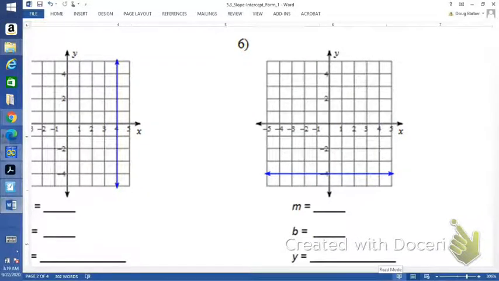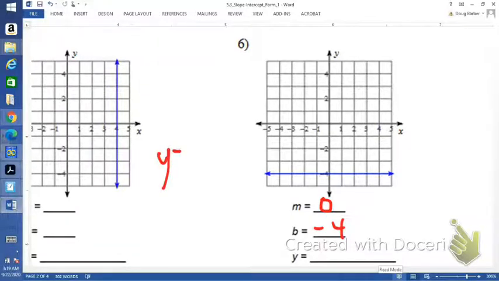Alright, in problem 6 here, now we have a horizontal line. So this line, if I was to tell you what would be the slope of a flat road, you would probably tell me that the slope of a flat road would be 0, and you would be correct. So the slope is going to be 0. The y-intercept, where's it cross the y-axis? At -4.